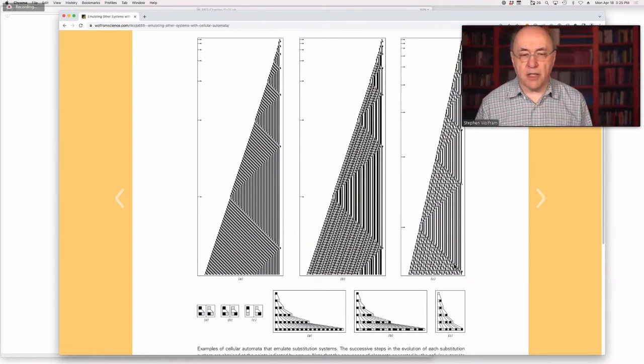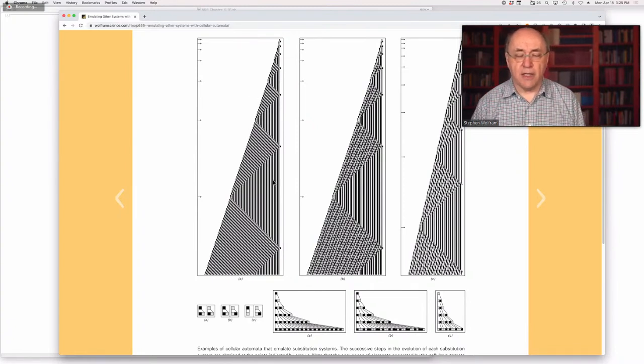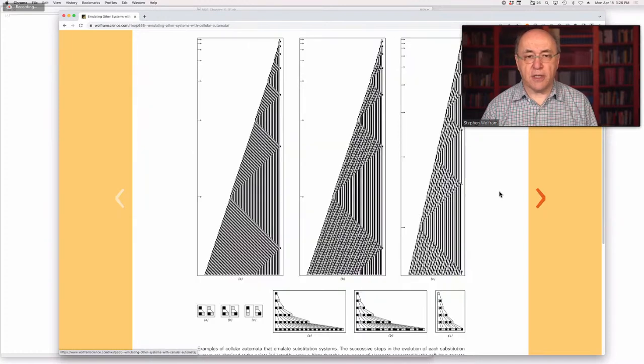But that means in a cellular automaton, there's a maximum speed at which information can be transmitted. And so if we're going to double the number of cells, it means we're sort of having an exponentially expanding universe. And it's going to take progressively longer in the underlying cellular automaton to achieve that doubling of the number of cells. So we can't just read out as we could in the case of the Turing machine, where we can just say every step of the cellular automaton corresponds to one step in the Turing machine. In this case, one step in the substitution system might correspond to many steps in the cellular automaton. And that's what we're seeing here.